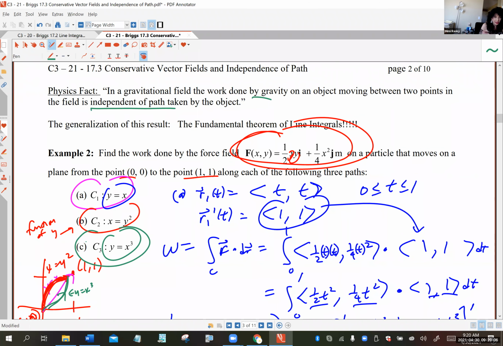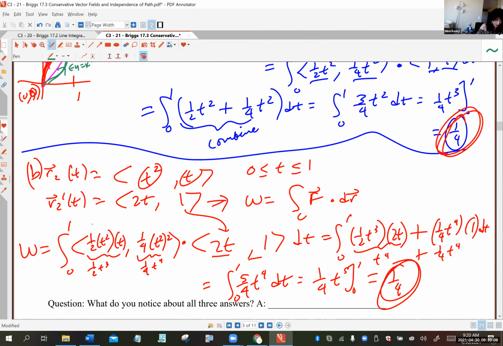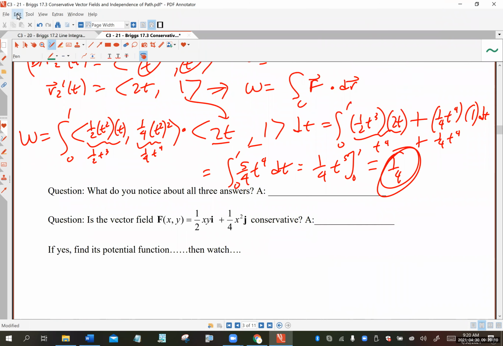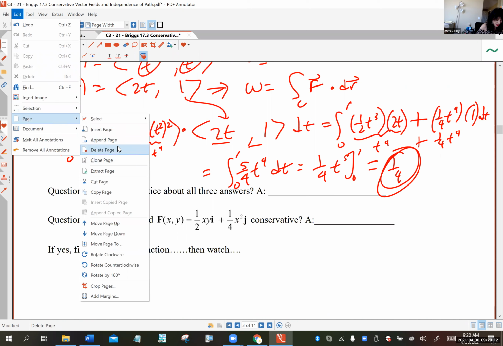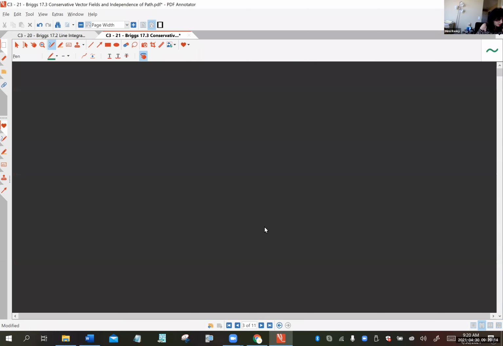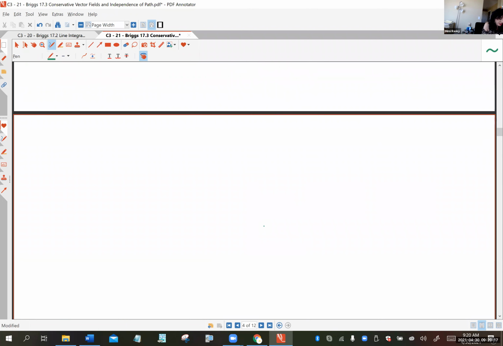It turns out it's not. You'll see in a moment. Let's do the last one. Of course, I never give myself enough room. So let's add a page and do the third problem here. So letter C, you've got y equals x cubed.